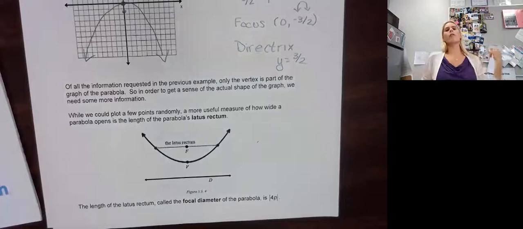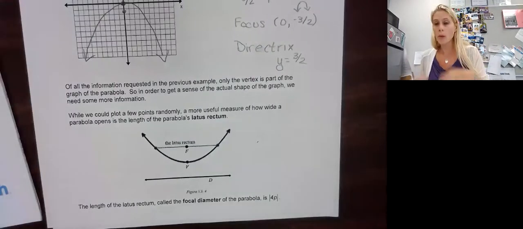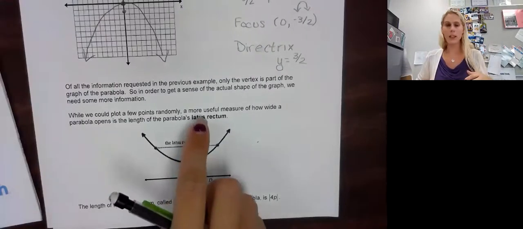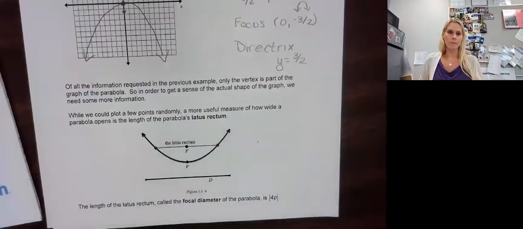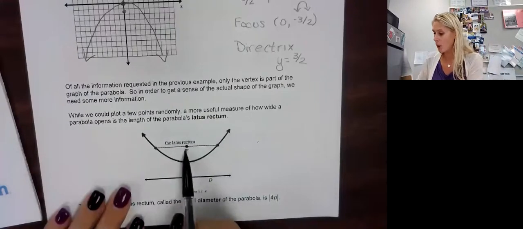Of all the information requested in the previous example, only the vertex is part of the graph of the parabola. Okay, only the vertex works. So in order to get a sense of the actual shape, we need more information, and that's what the latus rectum is. The latus rectum shows you the distance across the curve that goes through the focus. So don't forget, it has to go through the focus.